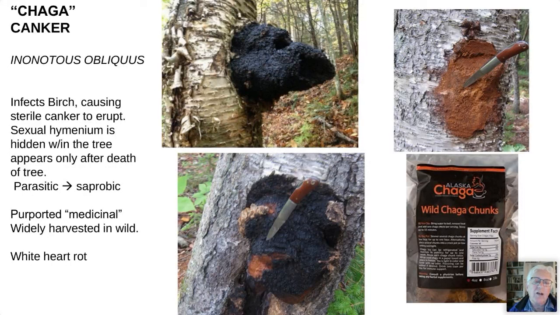Here's where someone has knocked off a couple of pieces. You see this black canker on it. And here's where they've completely taken it off. So it's parasitic. It starts on trees that are 30, 40 years old, and it grows out. And you don't find the fruiting body until the tree is dead and fallen on the ground. Again, purported medicinal. It's widely harvested in the wild, and in some places it endangers the forest, the birch trees, because so many people collect it.